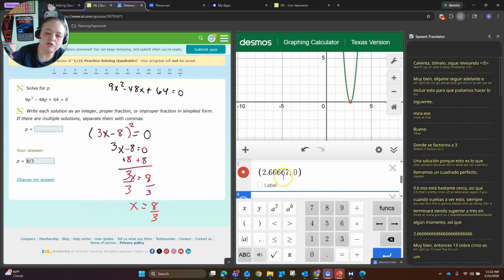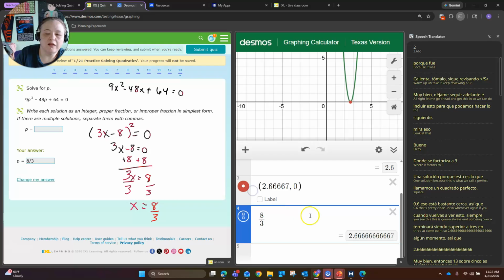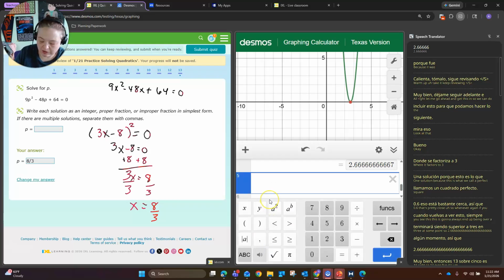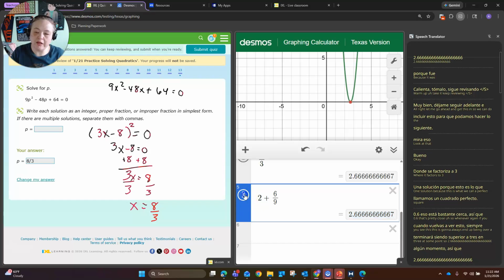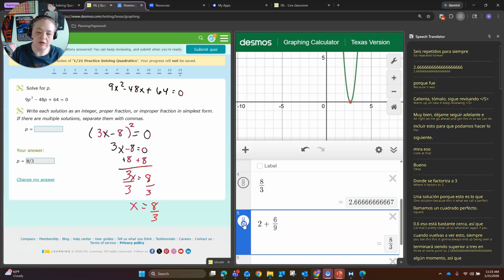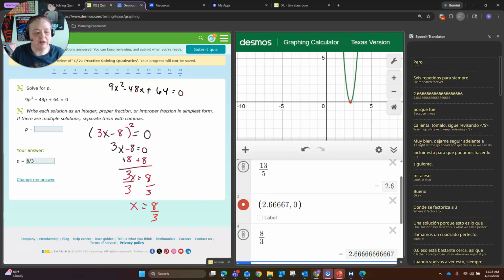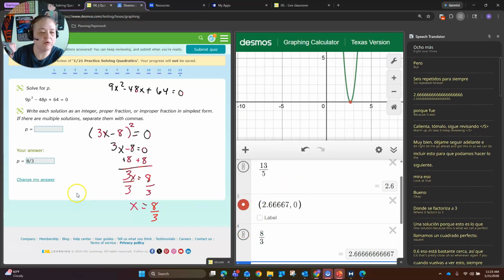Because it was 2.666666666666666666. That's the same as 2 plus 6 over 9 because it is 6 repeated forever. Okay, you can see that. But if I do it here, it'll give me a fraction of 8 over 3. It's kind of crazy on those decimals. So we're doing our best on those.